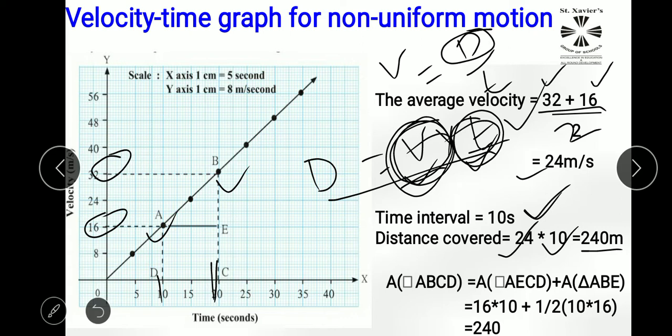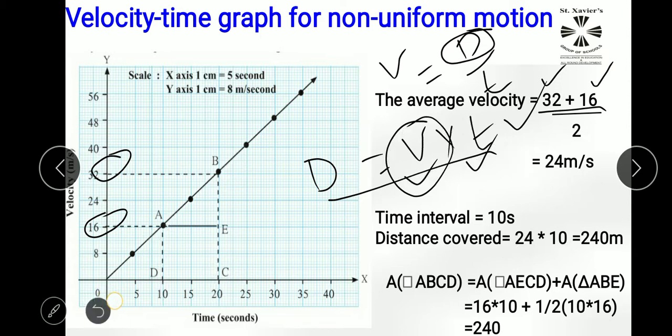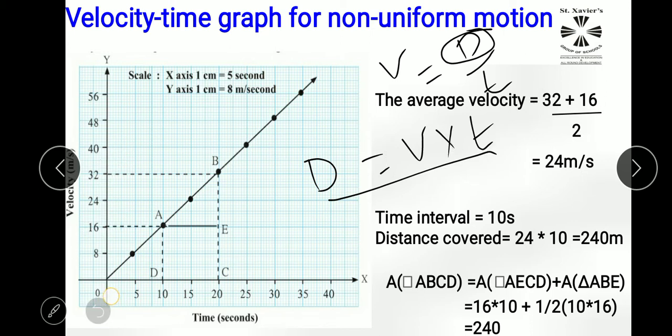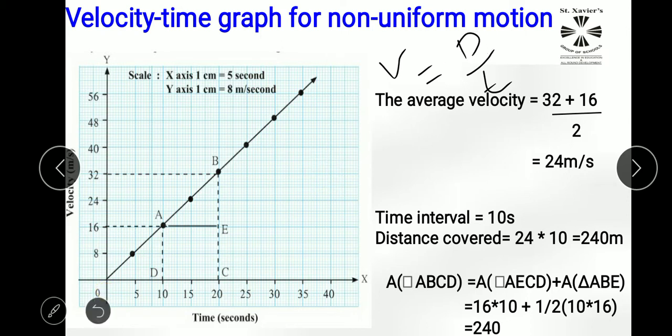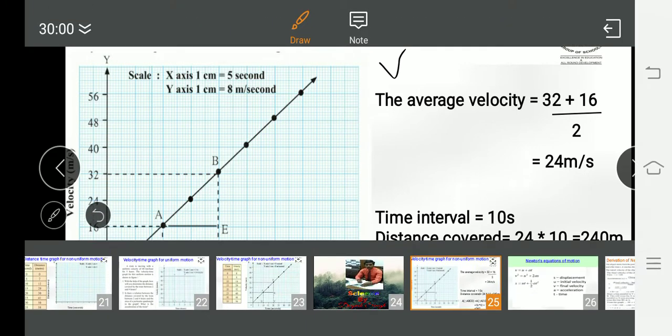But students, when we are using the graph, we can directly find the total distance traveled without using any formula of velocity or distance. We can directly find the total distance covered. Let us see how to find the distance covered with the help of the graph, students.